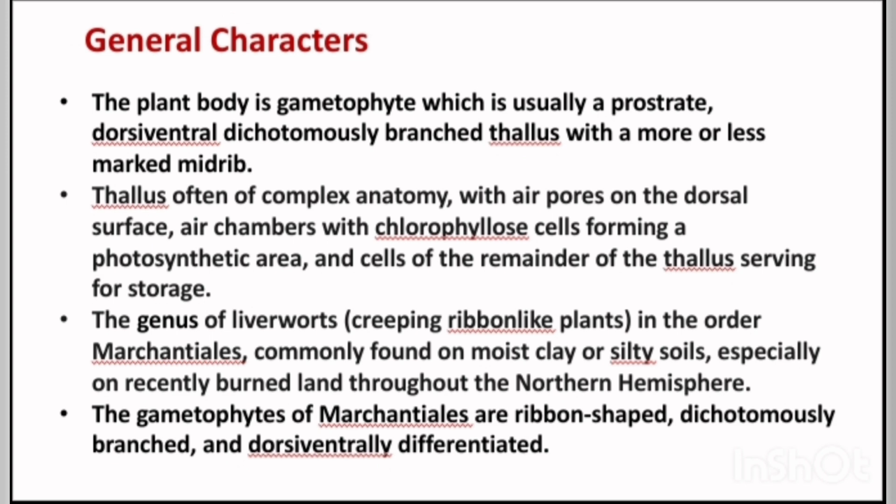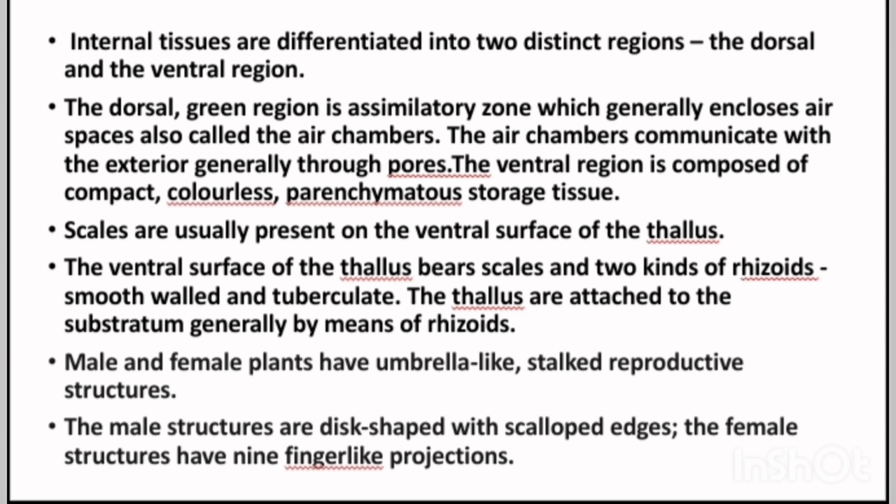The gametophyte of Marchantiales is ribbon-shaped, dichotomously branched, and dorsiventrally differentiated. Internal tissue is differentiated into two distinct regions, the dorsal and ventral region. The dorsal region is green, an assimilatory zone which generally encloses air spaces, also called air chambers. The air chambers communicate with the exterior generally through pores. The ventral region is composed of compact colorless parenchymatous storage tissue. Scales are usually present on the ventral surface of the thallus. The ventral surface bears scales and two kinds of rhizoids, smooth-walled and tuberculate. The thallus is attached to the substratum generally by means of rhizoids.